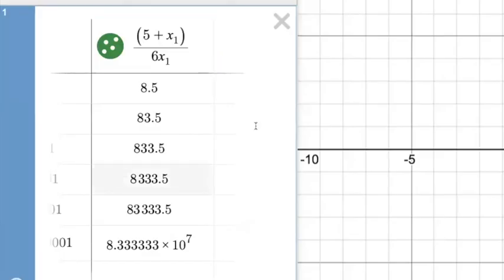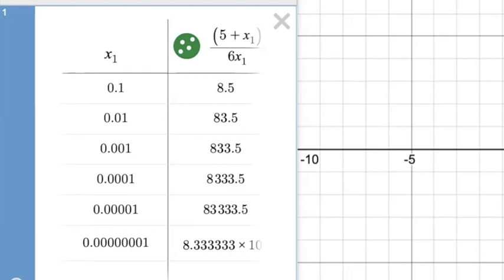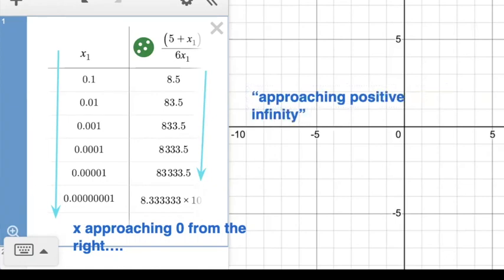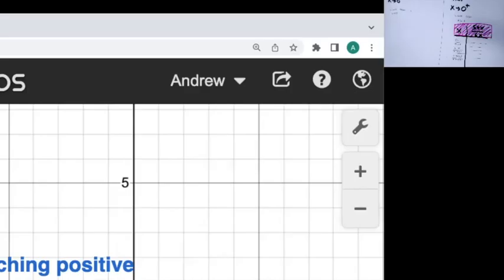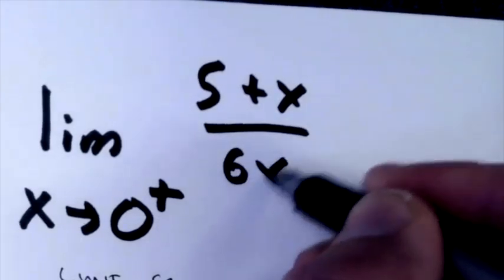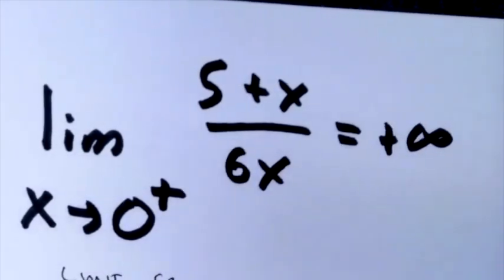Here, as we see that we have x getting closer and closer to 0, or we might say x approaching 0 from the right, what's happening with this column? What's happening with these y values? It's getting larger and larger. So we're going to say that's approaching positive infinity because they're getting bigger and bigger. The limit as x approaches 0 from the right of (5 + x) / 6x is positive infinity.